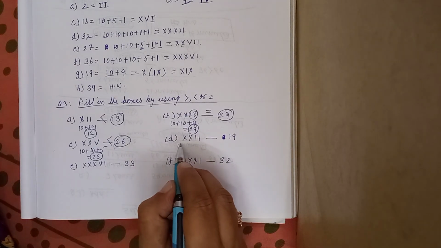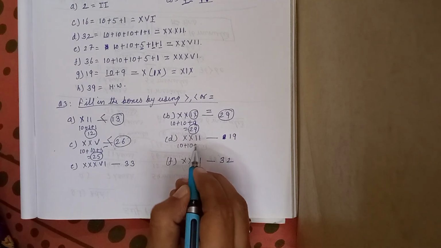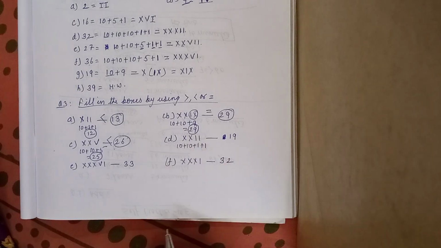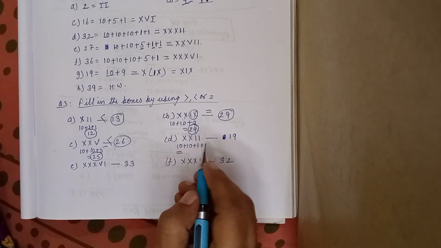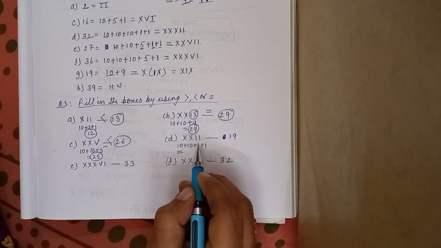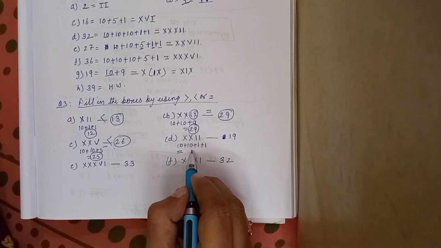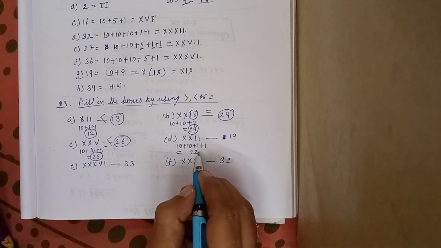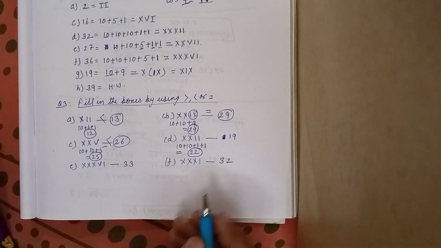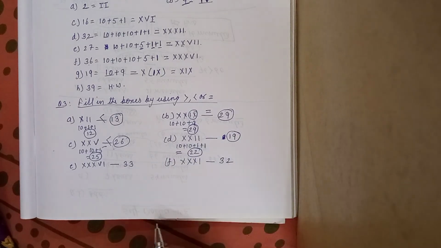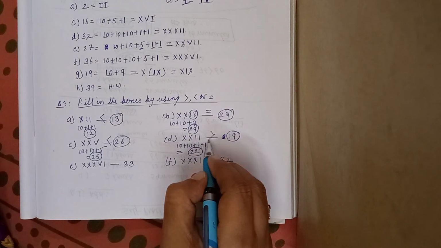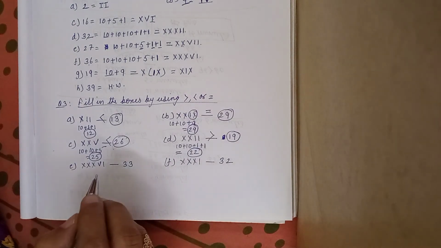Next में question number D में XXII. So X stand for 10, another X stand for 10, I stand for 1, another I also stand for 1. So what is in Hindu Arabic? 10 plus 10 20 plus 1 21 plus 1 22. One side 22 is given, another side 19 is given. So 22 is greater.